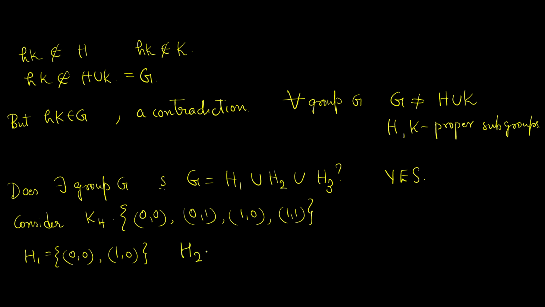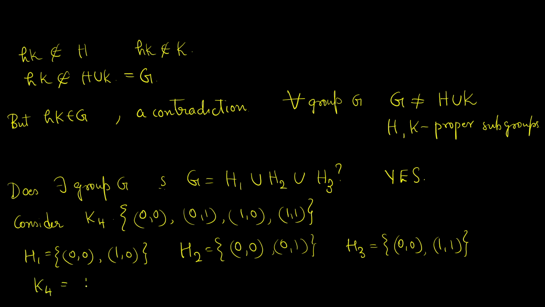Similarly, H2, I will take it as 0 0 and 0 1. Again, by similar arguments, H2 is a subgroup, and H3, I will take it as 0 0 and 1 1. Again, H3 is also a subgroup. Consider the Klein 4 group K4, which is actually H1 union H2 union H3, right? So for three subgroups, the answer is yes. For two subgroups, the answer is no.